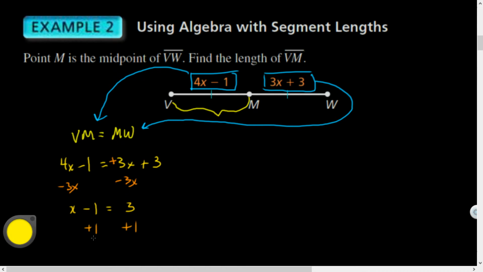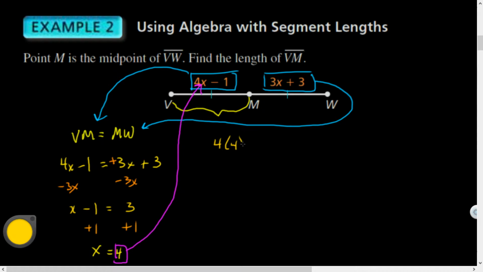Let's see, add 1 to both sides. Addition property of equality. I can maintain equality by adding the same thing to both sides. x equals 4. Now, I'm ready to box that as my final answer, but no. No. What am I looking for? I'm looking for VM, right? So I'm going to have to substitute again. This problem ain't done. If x is equal to 4, therefore, I can substitute it in right there.